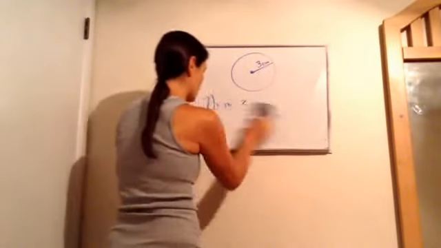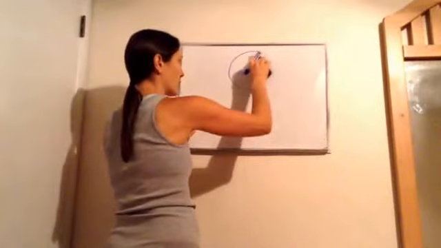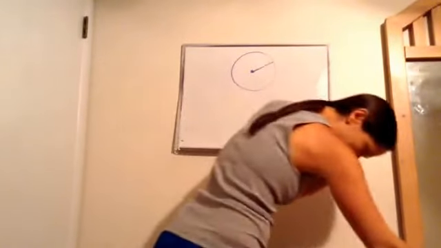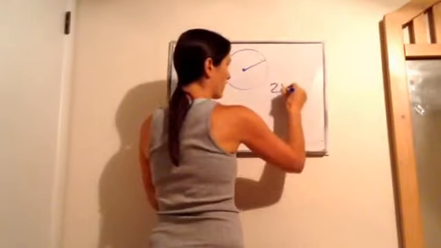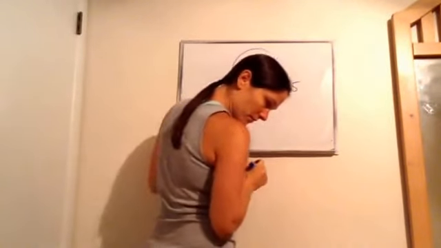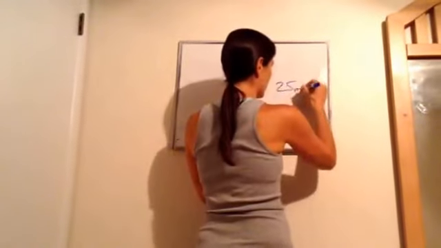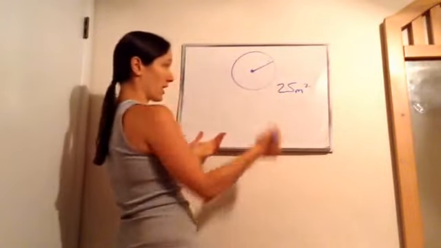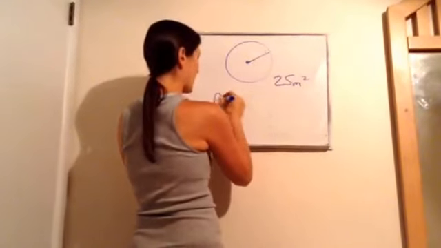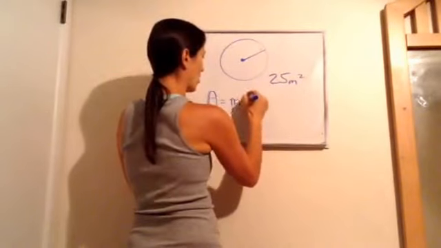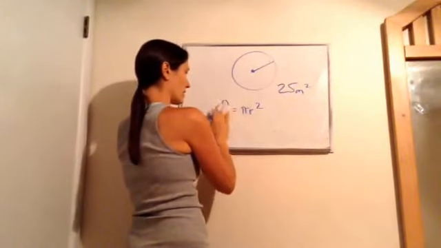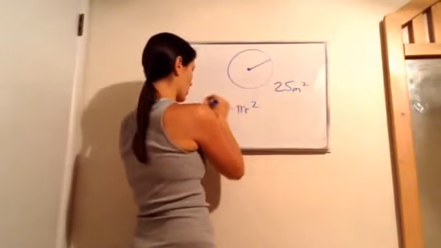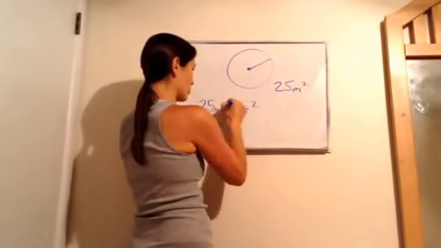Let's try this. Sometimes they're going to give you the answer, meaning this. The area of the circle is 25 meters squared, or square meters. Find the radius. So this is the answer. Area equals pi r squared. And they tell us the answer is what? The area of a circle is 25 meters squared.